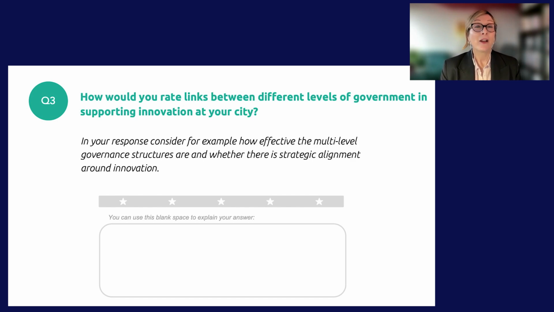Question 3 focuses on the links between different levels of government in supporting innovation in your city. You can consider how effective the multi-level governance structures are and whether there is a strategic alignment on innovation across these levels.